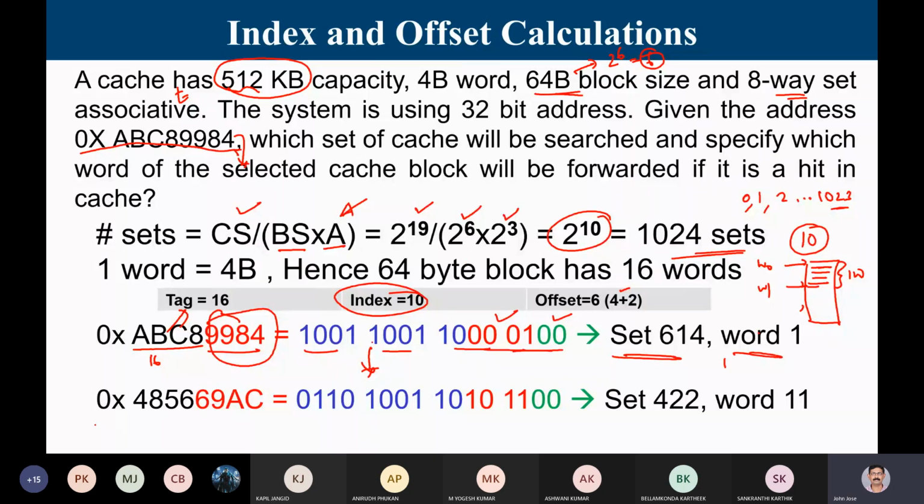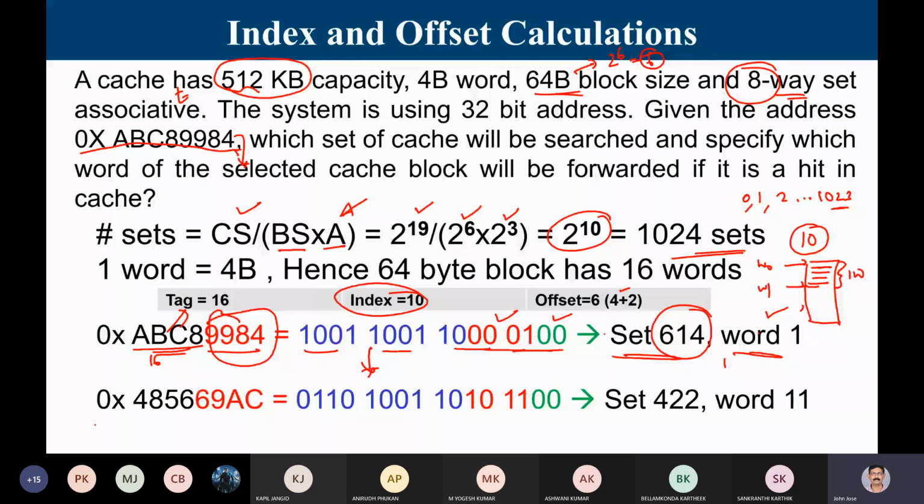And out of the 1024 sets, it will search only in set number 614. Set number 614 has 8 cache lines. In all the cache lines, I see whether the tag value is equal to 0xABC8. Wherever it is matching, you see if the valid bit is equal to 1, then extract word number 1 from word number 1 onward.